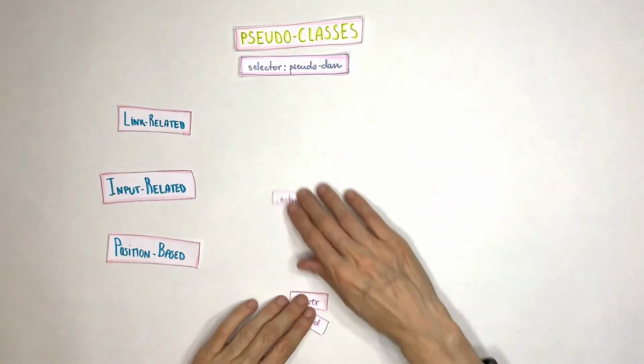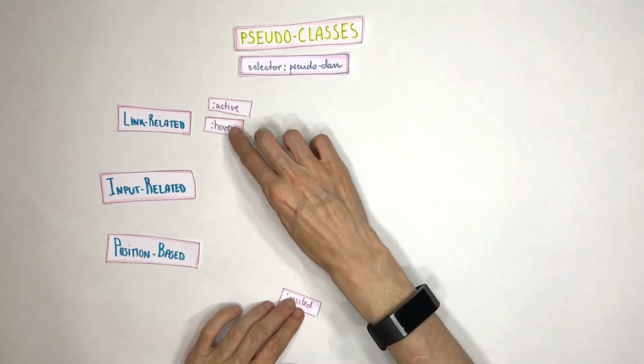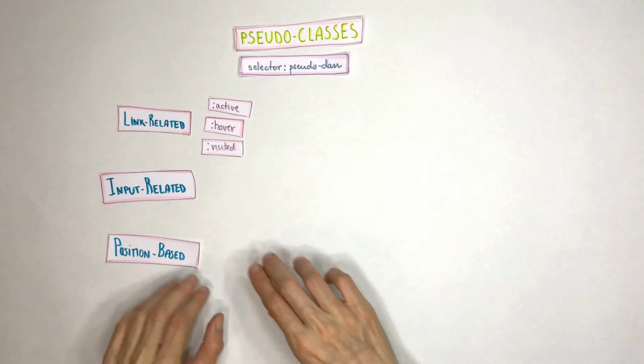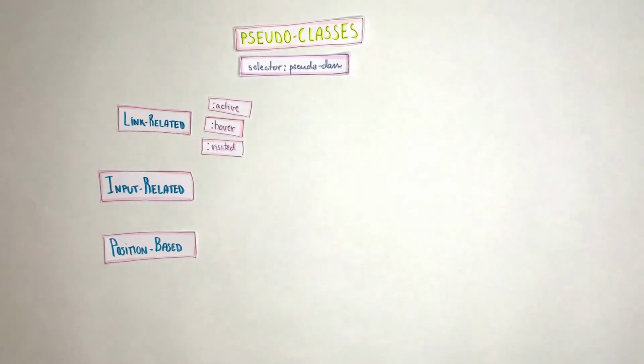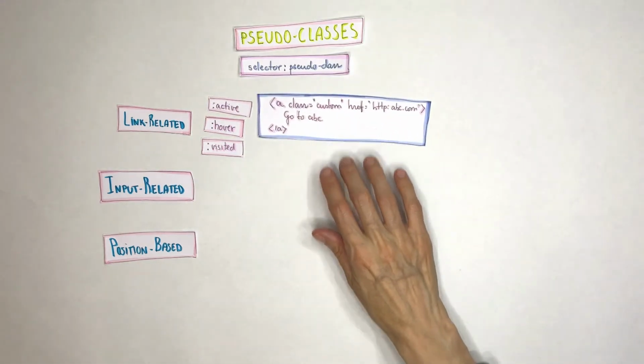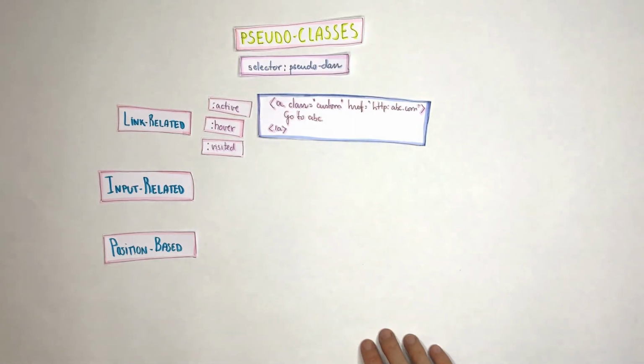The link-related pseudo-classes are active, hover, and visited. Active is for the link that is being visited. Hover is when we roll the mouse over the link. And visited is for links we have already visited. This is a link. We use the a tag to create links. And this link is going to be displayed with the default style for links.